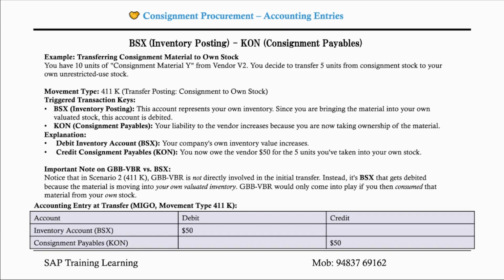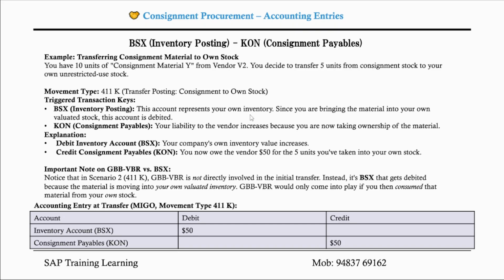where you are transferring the ownership of consignment material to your own stock. Okay, very simple example. So you have, let's say for example, 10 units of consignment material Y in your warehouse, 10 units of Y material, which is consignment, from vendor V2. So you decide to transfer 5 out of 10 from consignment stock to your unrestricted stock. What you do, you go to 411K, where you move consignment stock to your own stock, you do the transfer posting. And what will happen here?